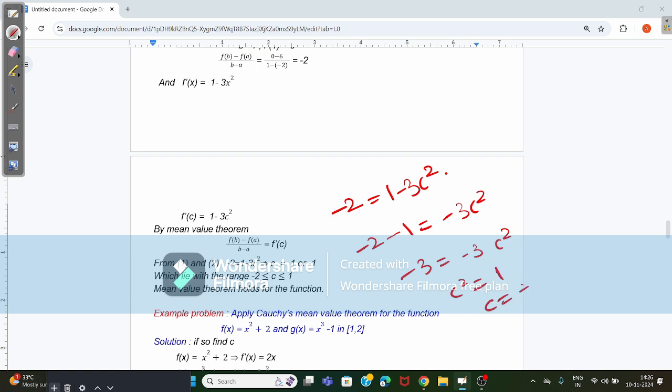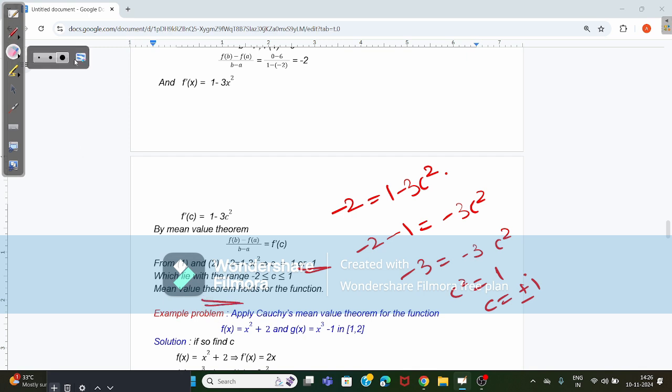What is the value of c? Plus or minus 1. Okay, plus or minus 1, this is the value of c. Mean value theorem holds for the function. This value lies between minus 2 and 1, so the mean value theorem holds here.